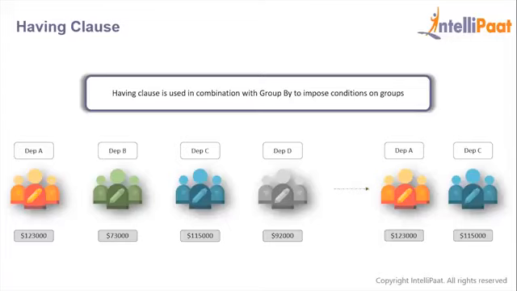The having clause is used in conjunction with the group by statement to impose certain conditions on the groups which are to be displayed. The having clause was added to SQL because the where keyword could not be used with aggregate functions. For example, over here we have four departments A, B, C and D, and we also have the corresponding average salary of the employees belonging to each department. Now let's say we wanted to see only those departments where the average salary is greater than $100,000. This is where the having clause can be used to impose the condition and get only those departments where the average salary is greater than $100,000.